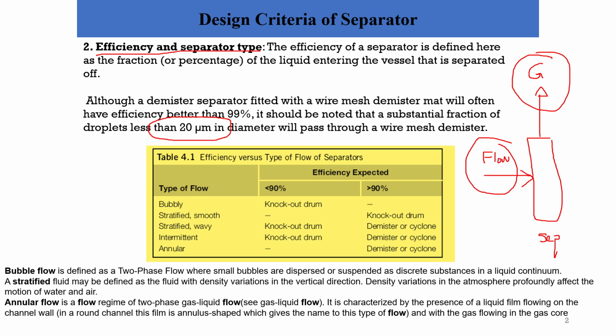This table gives you an idea about the efficiency expected if you are dealing with different types of separator, for example a knockout drum, a demister, or a cyclone. And this is what we call the pattern or the type of flow, which is bubbly, stratified, and annular. The stratified flow is when you're dealing with fluids that have different densities, and you can see the material flowing on top of each other, where you see layers on top of each other. The bubbly flow is when you have, for example, gas bubbles entrapped in a liquid. These are several types of flow pattern.